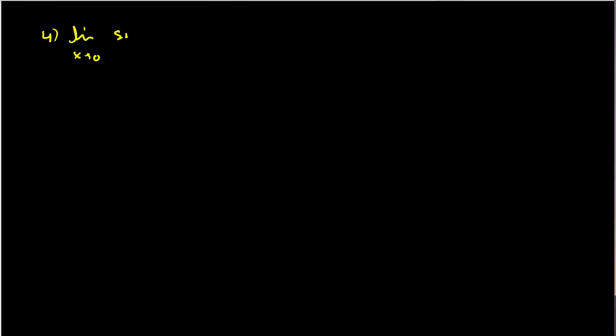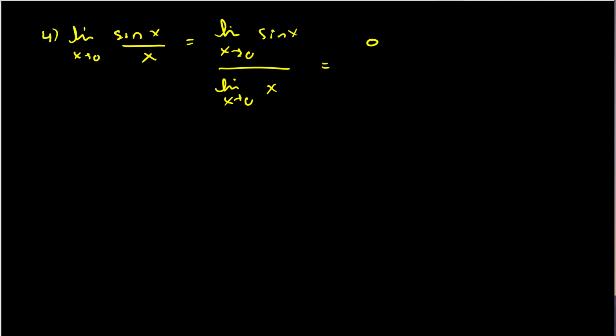Limit as x tends to 0 of sine of x over x. And we proceeded to solve the limit as x tends to 0 of sine of x over limit as x tends to 0 of x. Well, on the top, as x tends to 0, the sine of 0 is 0, and on the bottom, as x tends to 0, x will go to 0. So we have again an indeterminate form. So let us apply L'Hopital's rule to this problem.